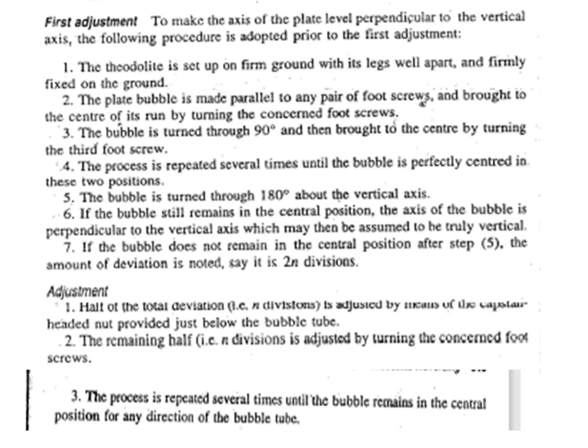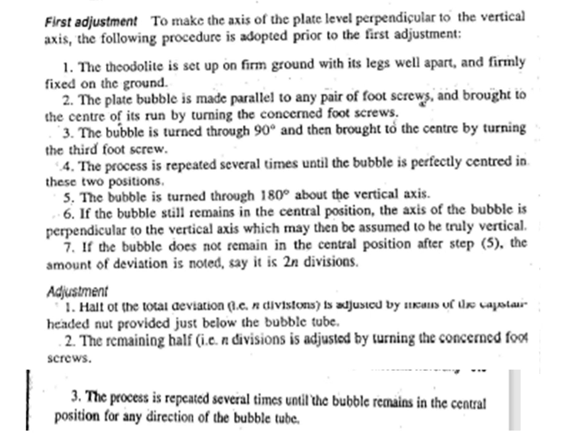Initially, the theodolite is set up on firm ground with its legs well apart and firmly fixed on the ground. Second, the plate bubble is made parallel to any pair of foot screws and brought to the center of its run by turning the concerned foot screws. Third, the bubble is turned through 90 degrees and then brought to the center by turning the third foot screw. Fourth, the process is repeated several times until the bubble is perfectly centered in these 2 positions.